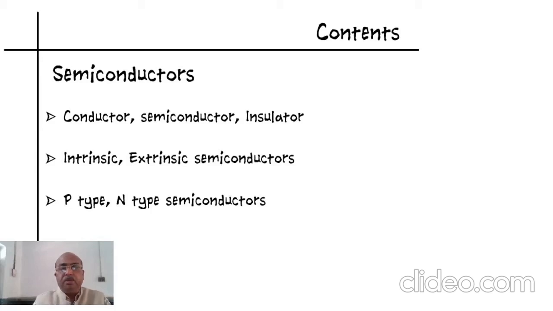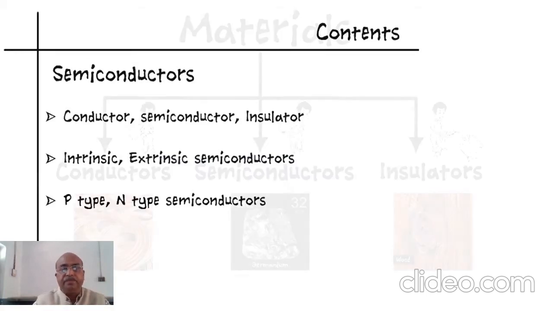Today we are going to learn about semiconductors. Before this, let us understand what is conductor, semiconductor, insulator, and then we will be learning about intrinsic and extrinsic semiconductors. And after that, we will be having knowledge about p-type and n-type semiconductors.